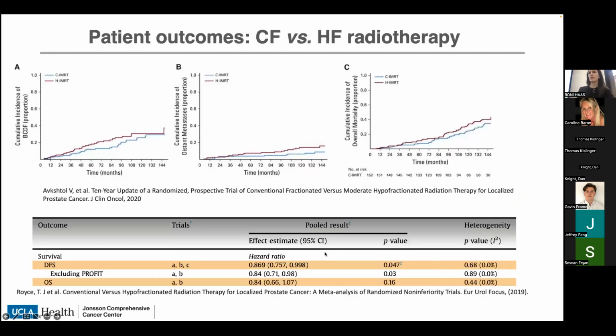And about the patient outcome following CF compared to HF treatment, there have been studies that tested that. In some of the studies, as you can see here, they didn't find a lot of differences in the patient outcome when they tested the biochemical and disease failure, metastases, and mortality. But some other studies did find that HF is a bit better when testing the disease-free survival, and it is a statistically significant difference.